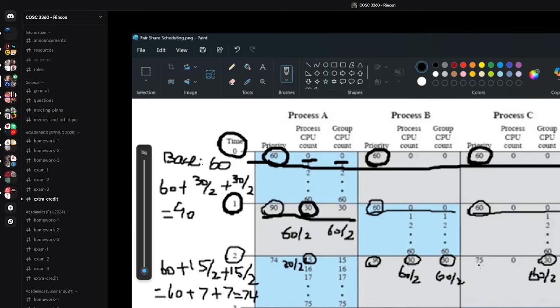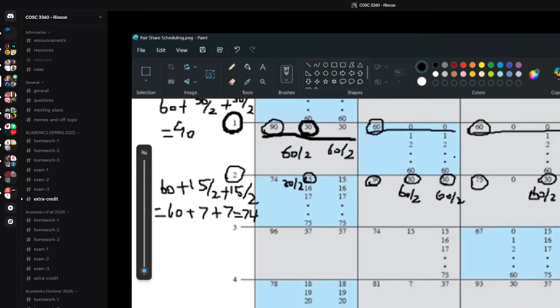And then the 75, I'm just going to write this on the side, the 75 base priority, which is 60, plus 0 divided by 2, plus 30 divided by 2, which is 75. And that's how this number is formed. I'm going to do one more time so that I'm not wasting too much time here, no pun intended.